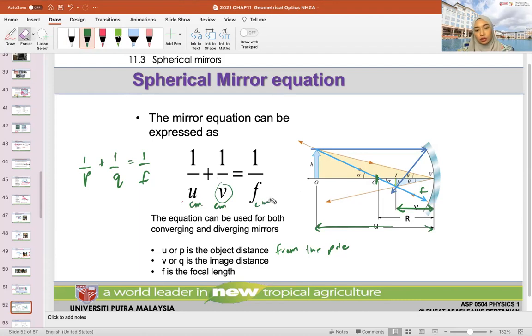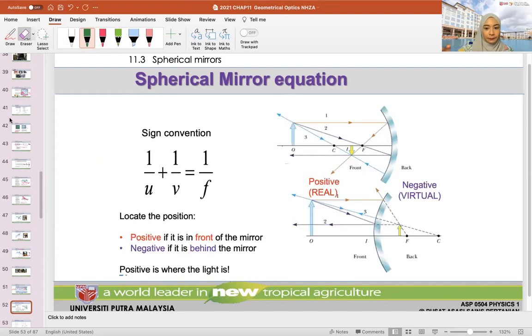But if you prefer to use it in meters, then use everything in meters. Cannot have one centimeter, one meter, then it would be wrong. Okay? You have to standardize the lens units. And again, if your U or V is in front of the mirror, it will be positive value.